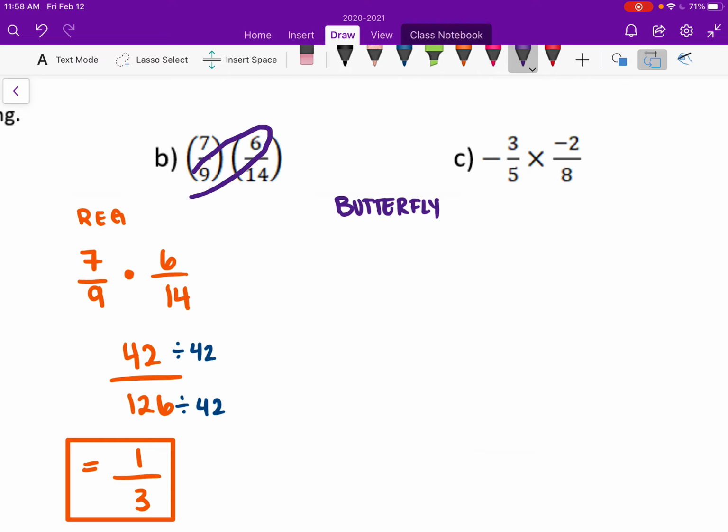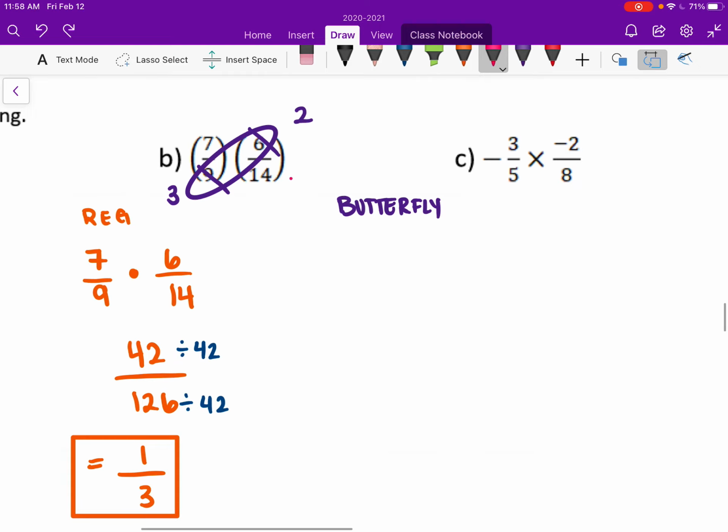So I have 9 and 6 here. I can just cross these two out. I know 6 can be divided by 3, it'll give me 2. 9 can be divided by 3, it'll give me 3. I'm going to change the colors so that we have more consistency. 7 and 14, I know if I divide 14 by 7, it'll give me 2. 7 divided by 7 is 1.